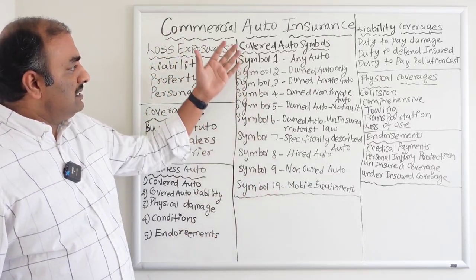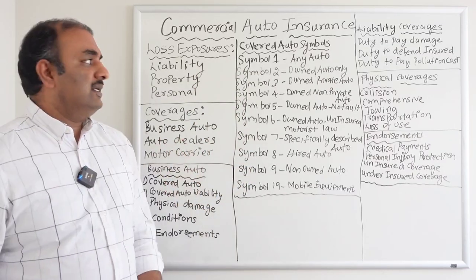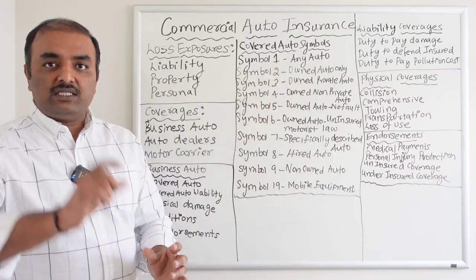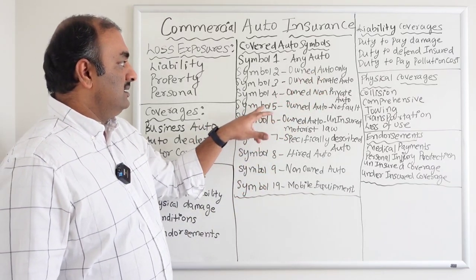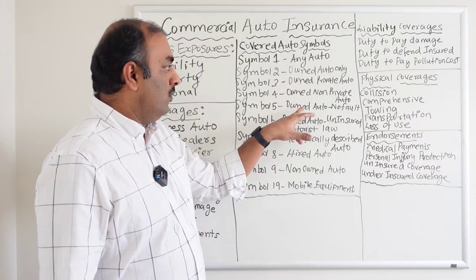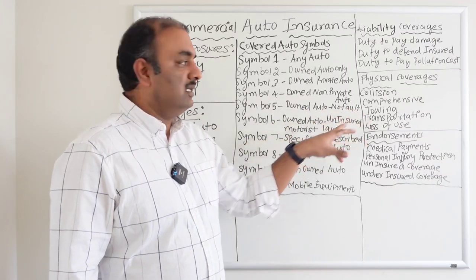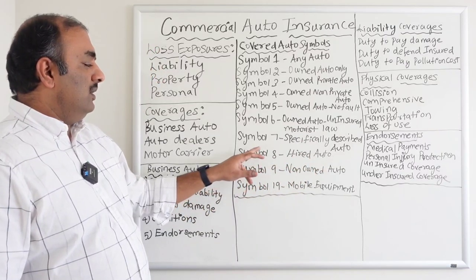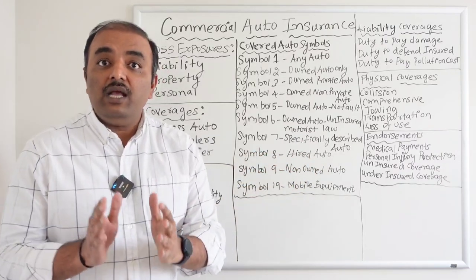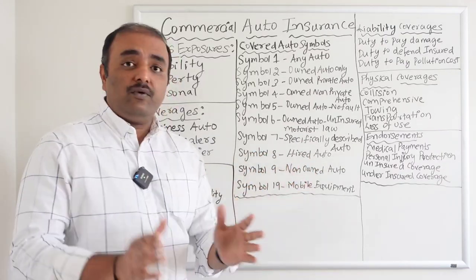So we have seen these symbols and how they are used. Basically, every time you have a coverage, next to the coverage they will say this coverage is applicable only for a given symbol, for example symbol 5. If they say symbol 5, that means it's applicable only for owned autos in no-fault states. If they say comprehensive coverage is applicable only for symbol 8, it means the coverage is only applicable for hired autos, not for your own autos.